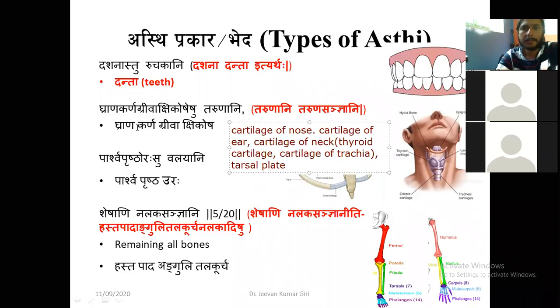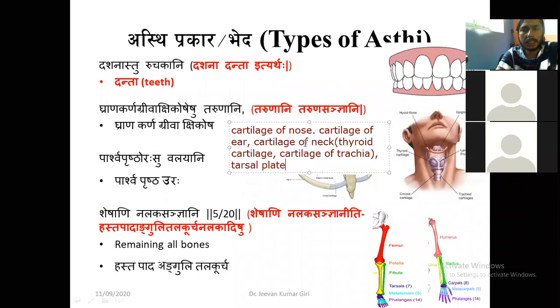So Grana, the cartilage of the nose. In the nose you will find the upper nasal cartilage, the greater alar cartilage, the lesser alar cartilage, and the septal cartilage. While reading the structure of the nose, the names of the cartilages will come there. So they are the cartilages, that is the Grana asti.